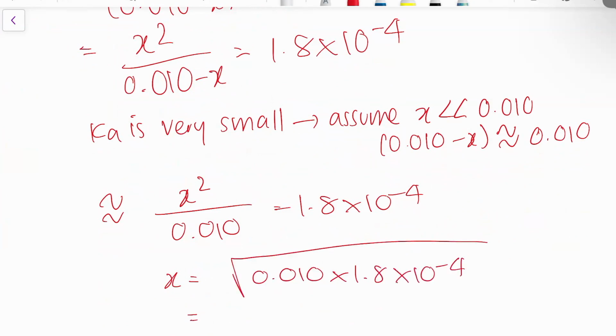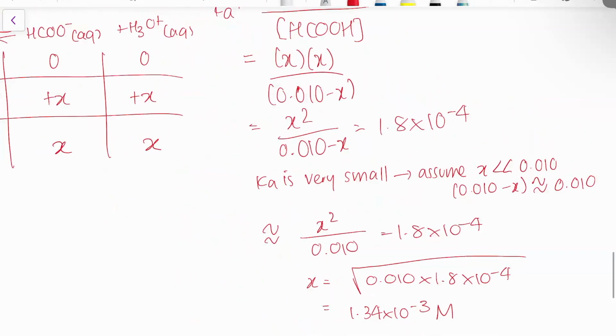Okay, and then what do we get for X? That's 1.34 times 10 to the minus 3. And then that's molarity, because that's something I get from my ice table. My ice table takes molar concentration. And then I don't actually know what X is, because X is just a letter.